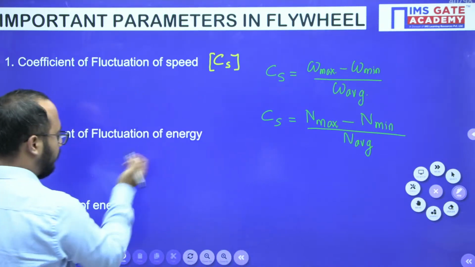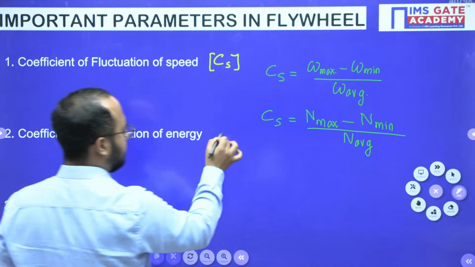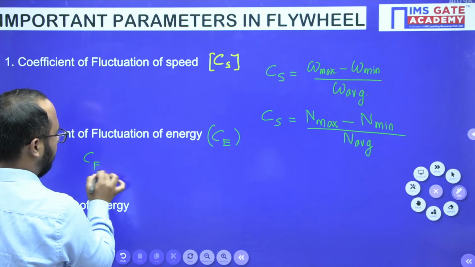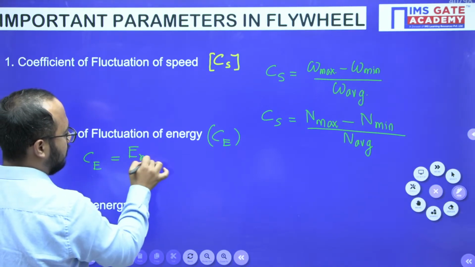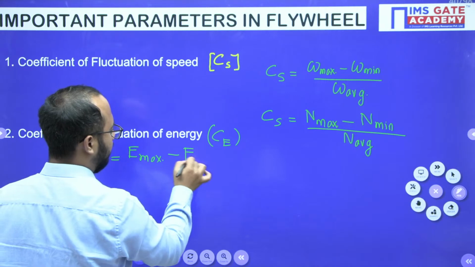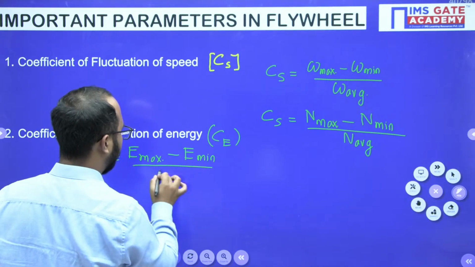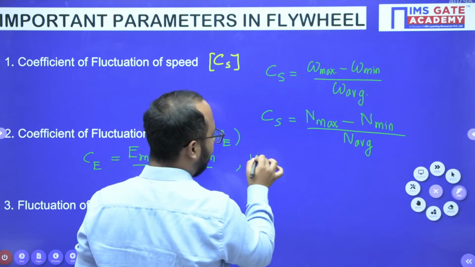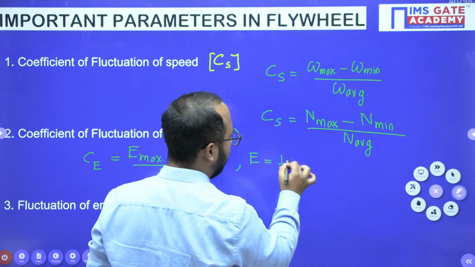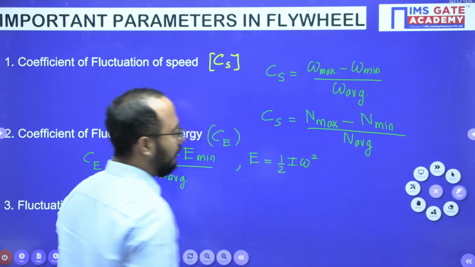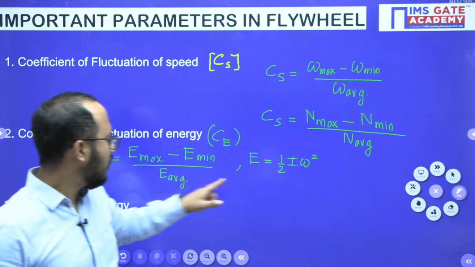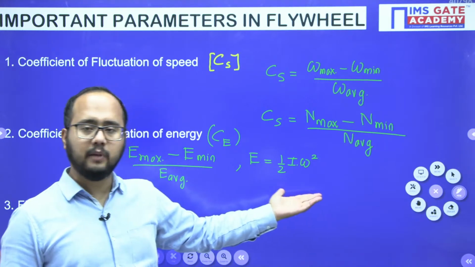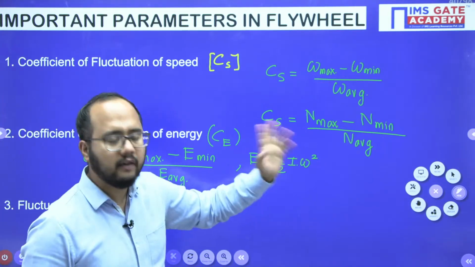Now what about the coefficient of fluctuation of energy? See, this is CE we will write. Here the CE formula will be E max minus E minimum divided by E average. Now you should understand how to calculate E max, E minimum. See, E will be nothing but the kinetic energy, half I ω square, where I is the mass moment of inertia, right? Now, if the ω is maximum, E max will be there. ω minimum, obviously E minimum you will have. For the E average, ω average you have to put.